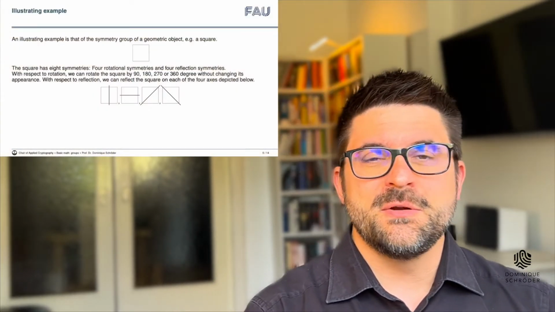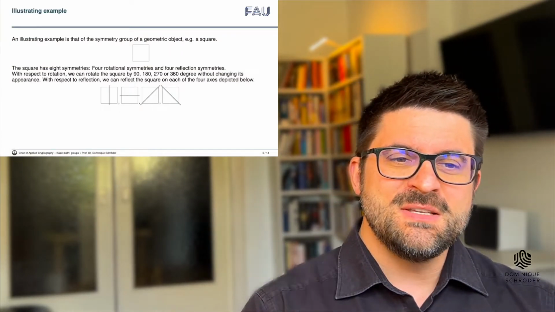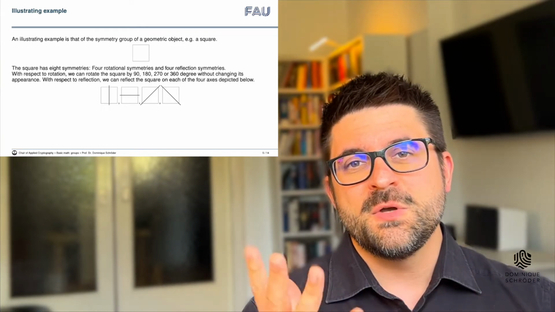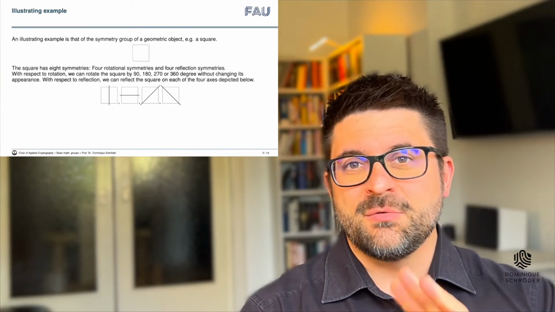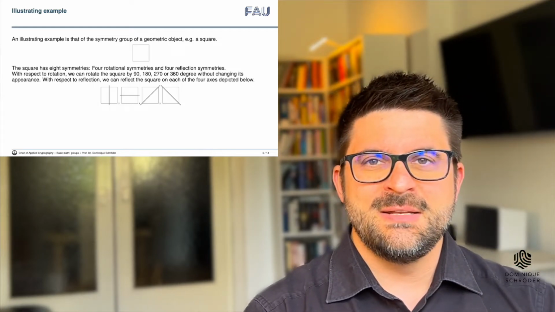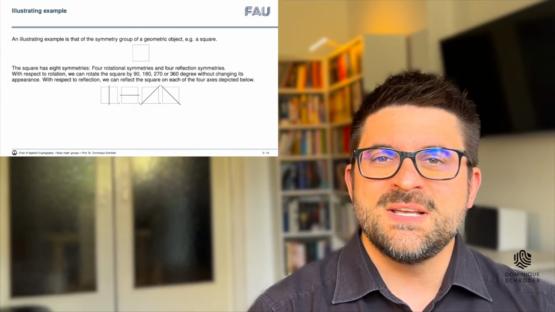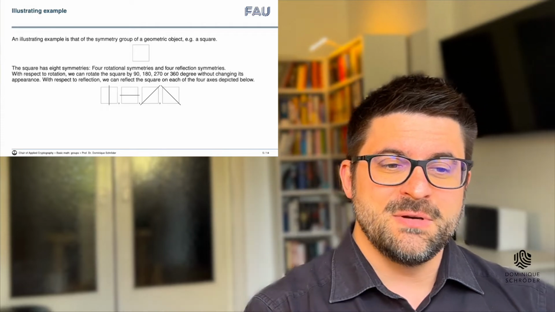I promised to give you an illustrative example that does not use the typical operations of math, such as plus and multiply. The example you can see here is the symmetry group of a geometric object, e.g. the square. Now you see the square, and we can perform certain operations on it. For example, we can rotate the square, and we can reflect it. With respect to rotations, it's not hard to see that if you rotate it by 90, 180, 270, and 360 degrees, then we will always have the same appearance.